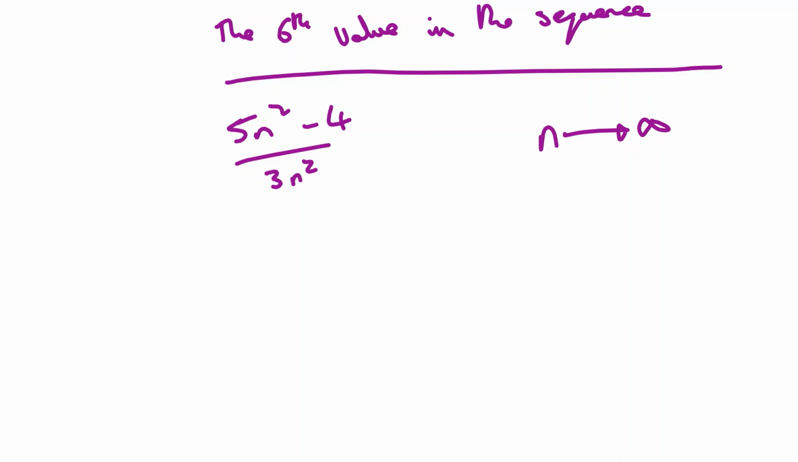Now, if n is becoming very, very large, this minus 4 doesn't really hold much value. So we're going to end up with 5n squared over 3n squared. But as you can notice, we've got n squared on top and bottom, so they can cancel out. So our sequence is going to tend towards 5 over 3.